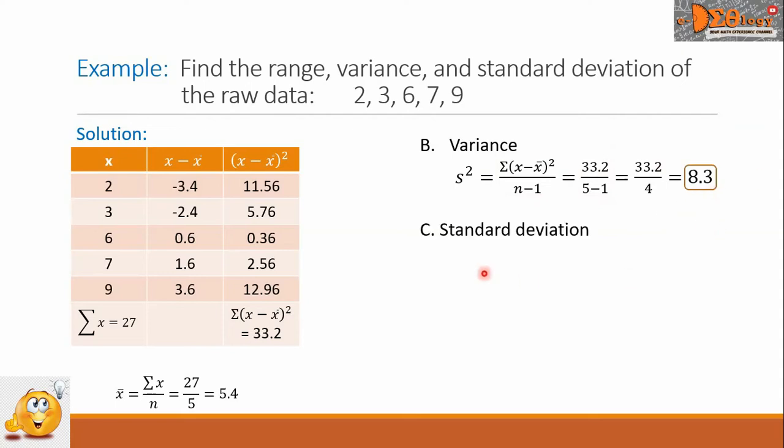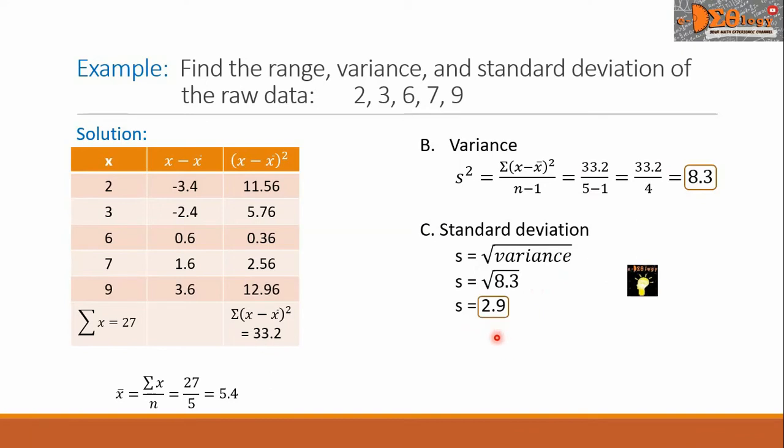Next is the standard deviation. We say that S is simply the square root of the variance. So we write S equals square root of 8.3. And the answer here is 2.9. This is the standard deviation.